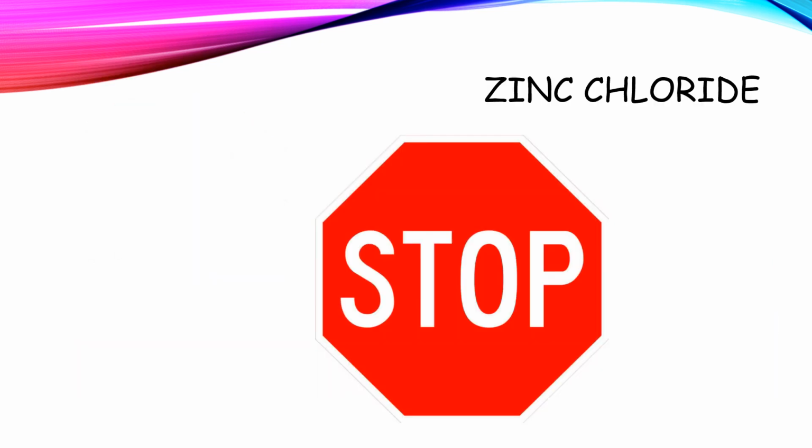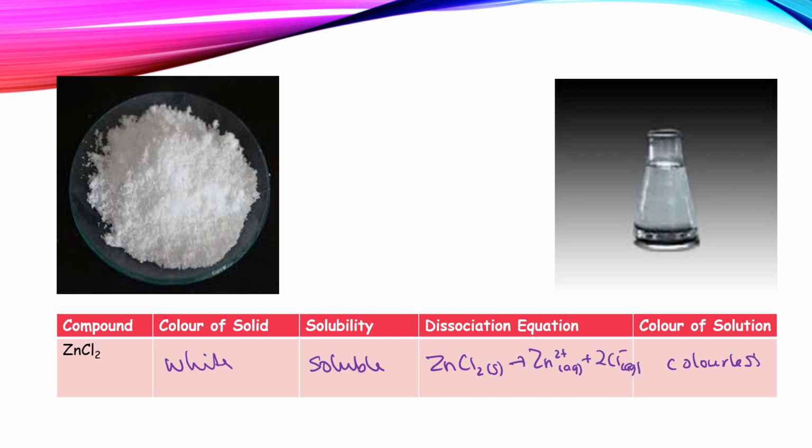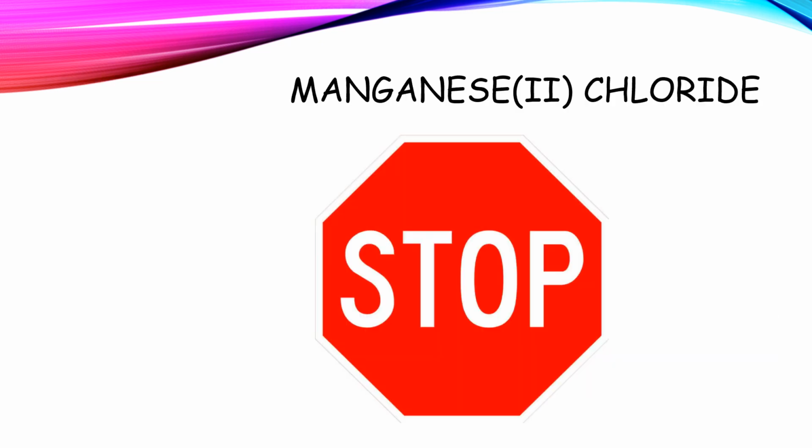Next example is zinc chloride. Stop the video and complete the table. It's a white solid. It's soluble in water, so it dissociates, and remember, it gives you a colourless solution because all solutions are clear.